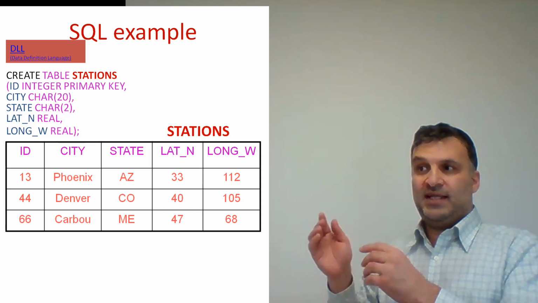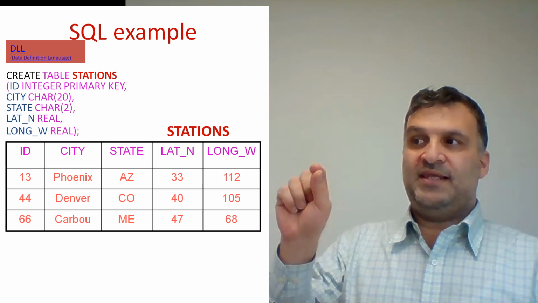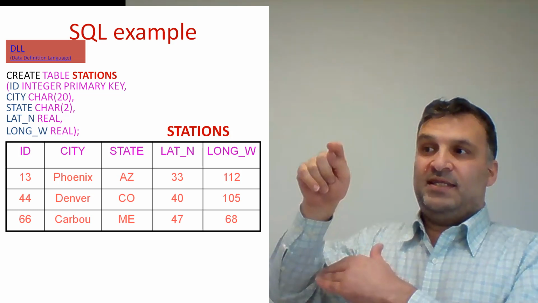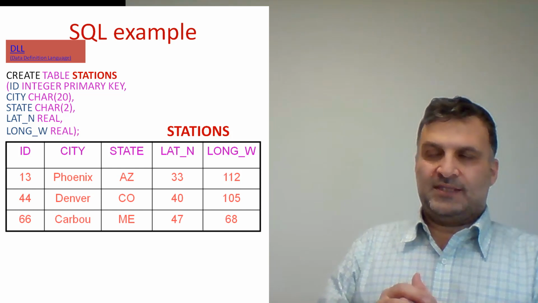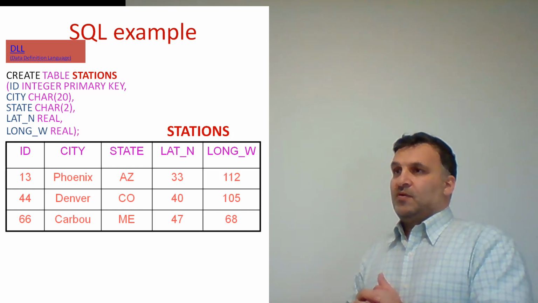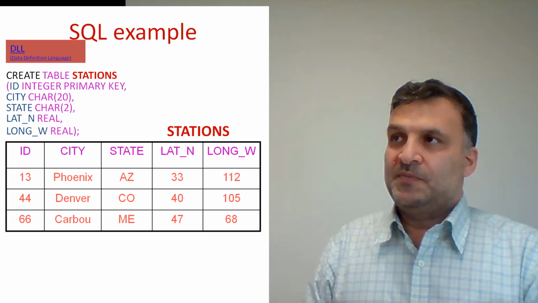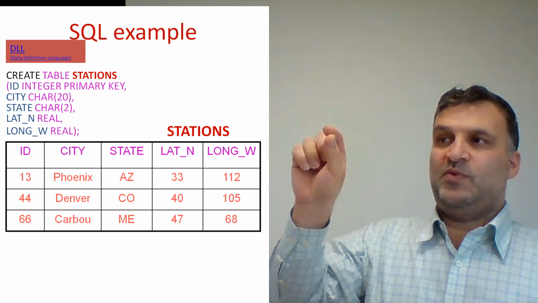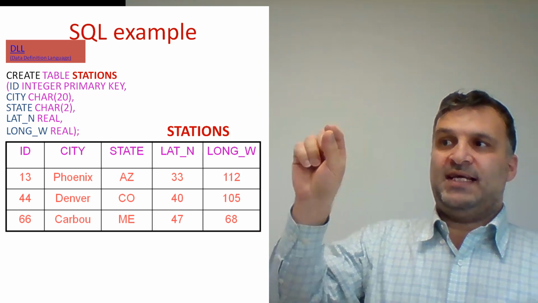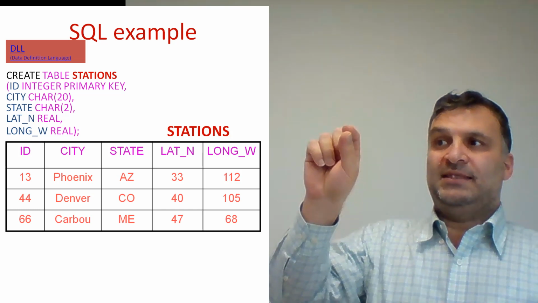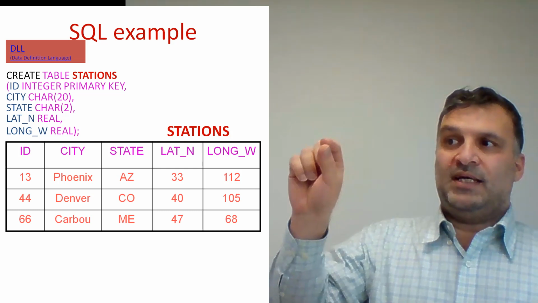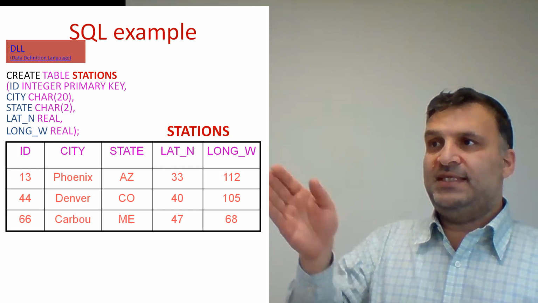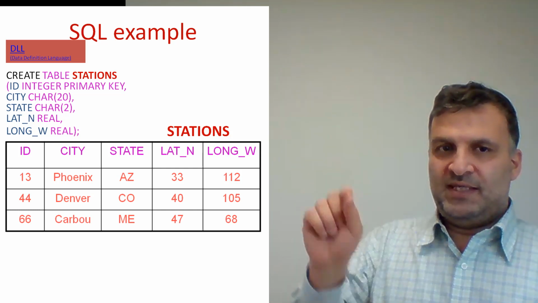So in the other tables, we can use this ID to say that another line in another table is related to the ID number 13 from stations. So we have CREATE TABLE stations. We specify that we have a column named ID, a column city, a column state, a column LAT_N and LONG_W. So these are the names of the columns that we see. And we specify the type of these columns.